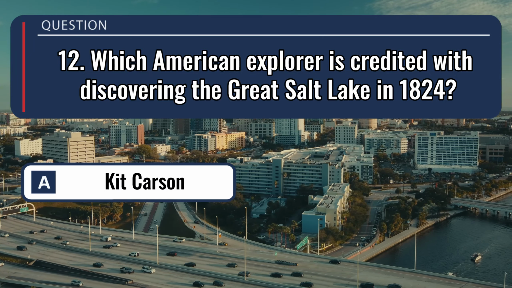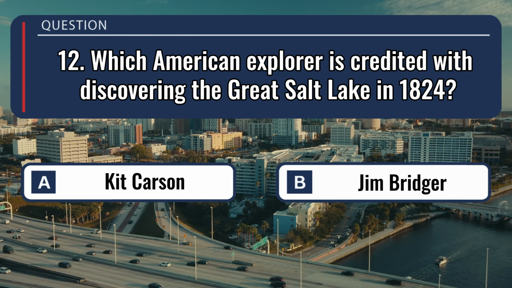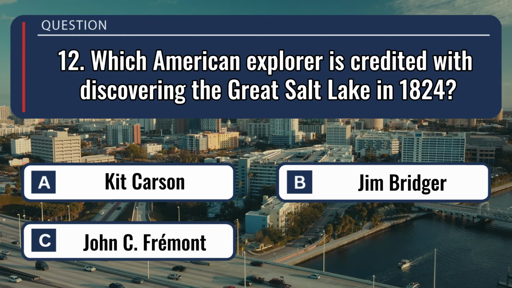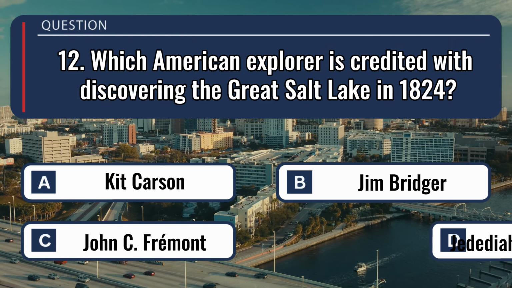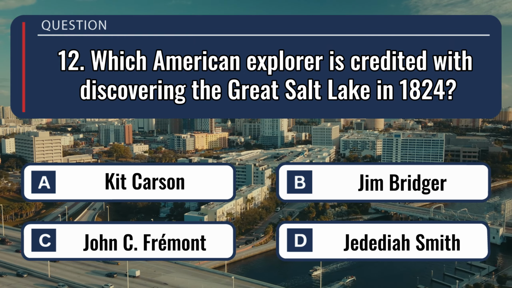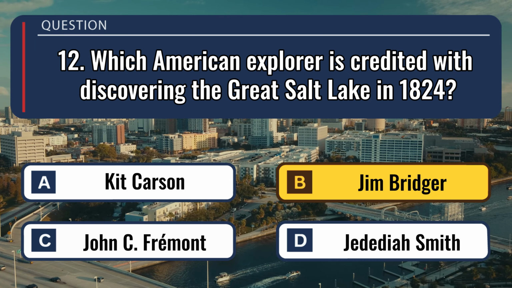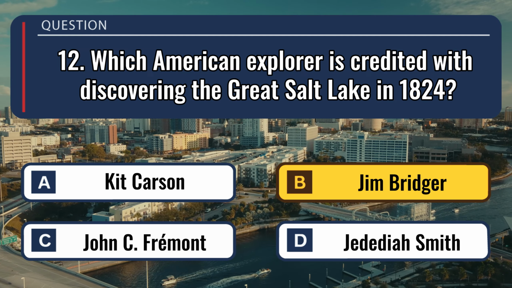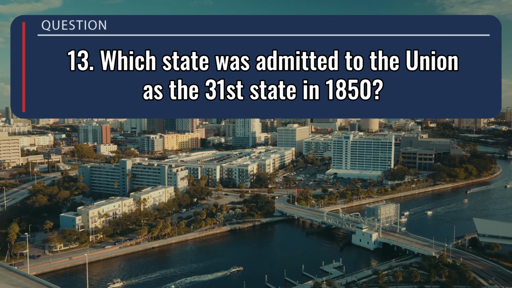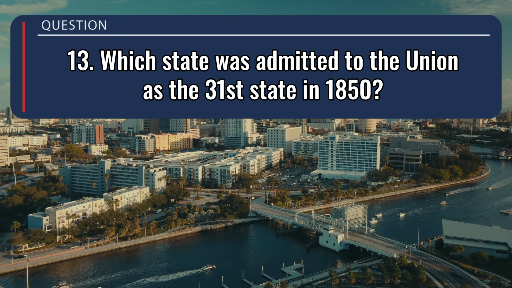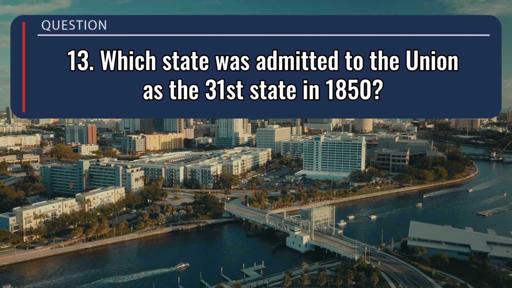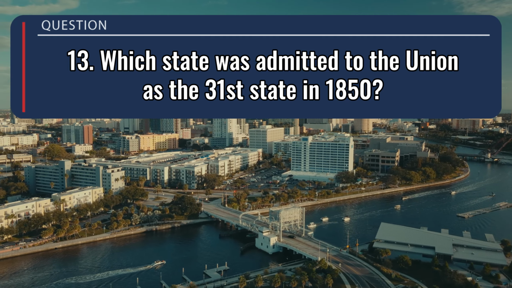Question 12. Which American explorer is credited with discovering the Great Salt Lake in 1824? A. Kit Carson. B. Jim Bridger. C. John C. Fremont. D. Jedediah Smith. The correct answer is B. Jim Bridger.